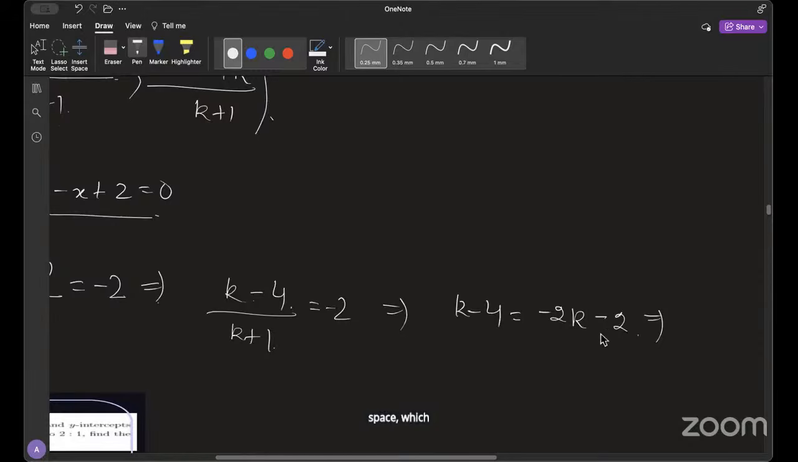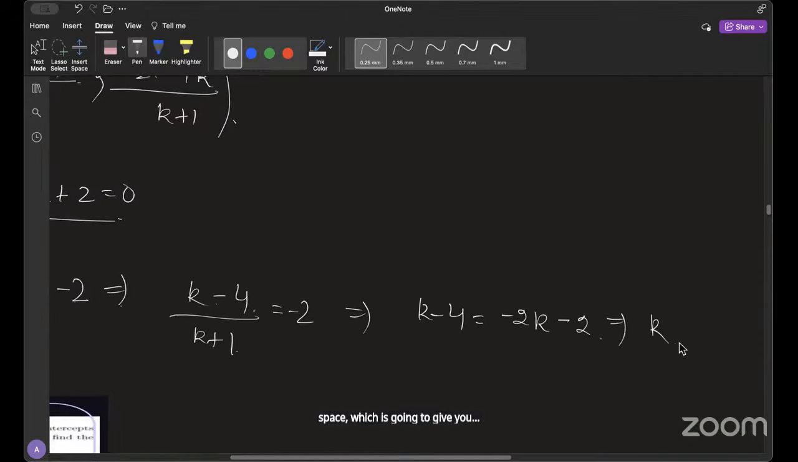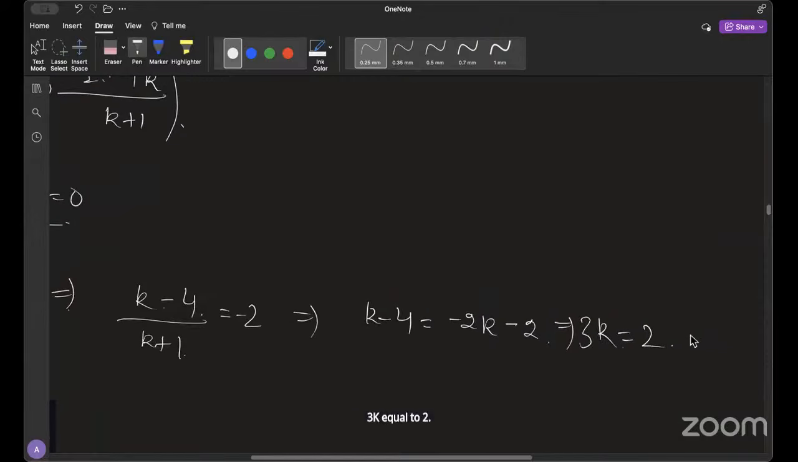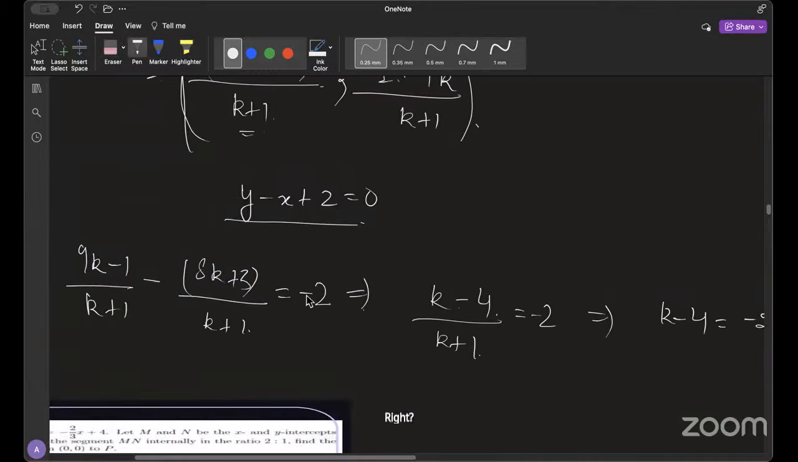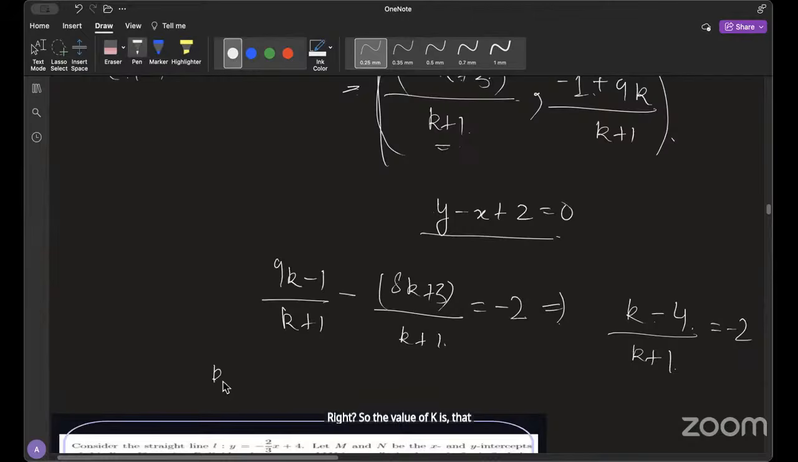Which is going to give you 2K on that side. So this will be 3K equal to 2. So K will be 2 by 3. Right? So the value of K is 2 by 3, that means the ratio was K is to 1, which is 2 by 3 is to 1, which is the same thing as 2 is to 3, right?